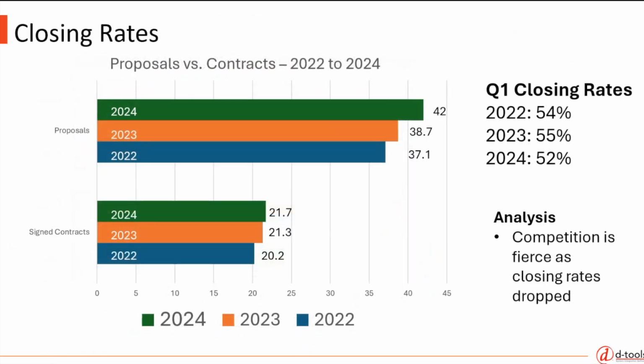All right. So now, combining the proposal number and the contract number, just to give you a look, again looking at that green bar, the green is 2024: 42 proposals, and they signed 21.7, or in essence 22. That's a 52% close rate. So that's actually slightly down from what we saw the close rate was in 2023 and 2022. So what does that tell us? Again, we don't know exactly why, but it tells us that competition is certainly fierce out there, and dealers are not closing as high a percentage of their deals.